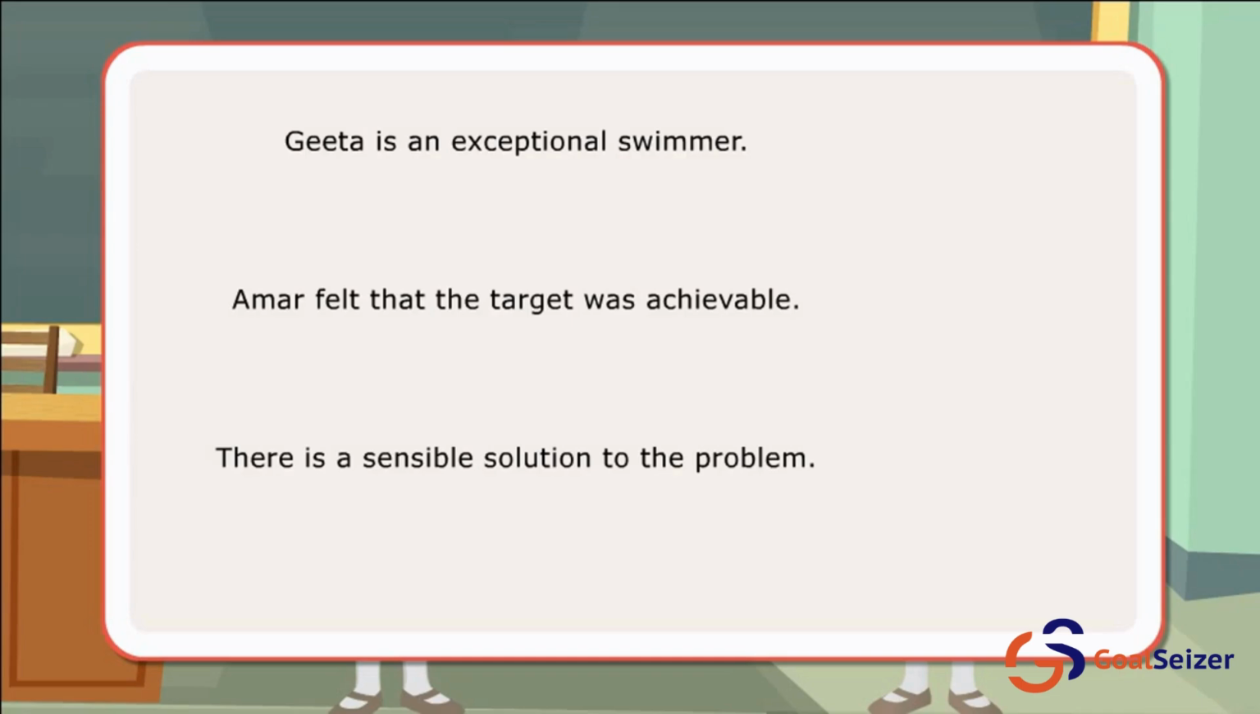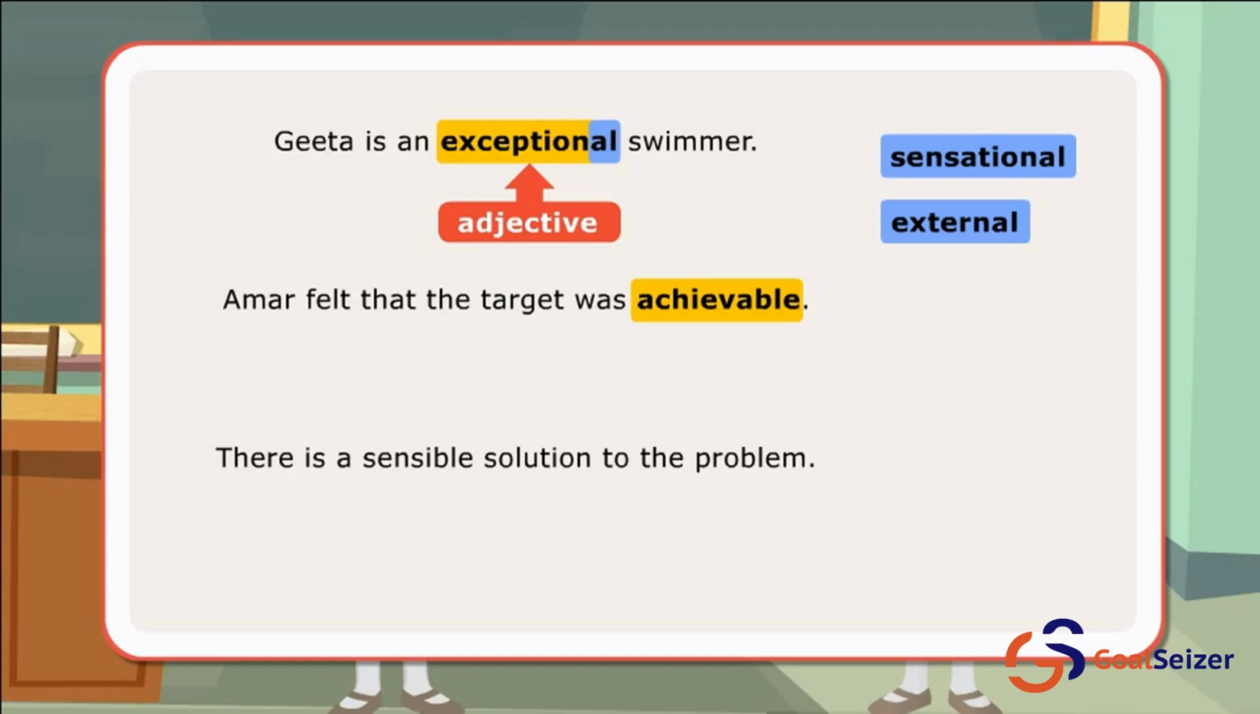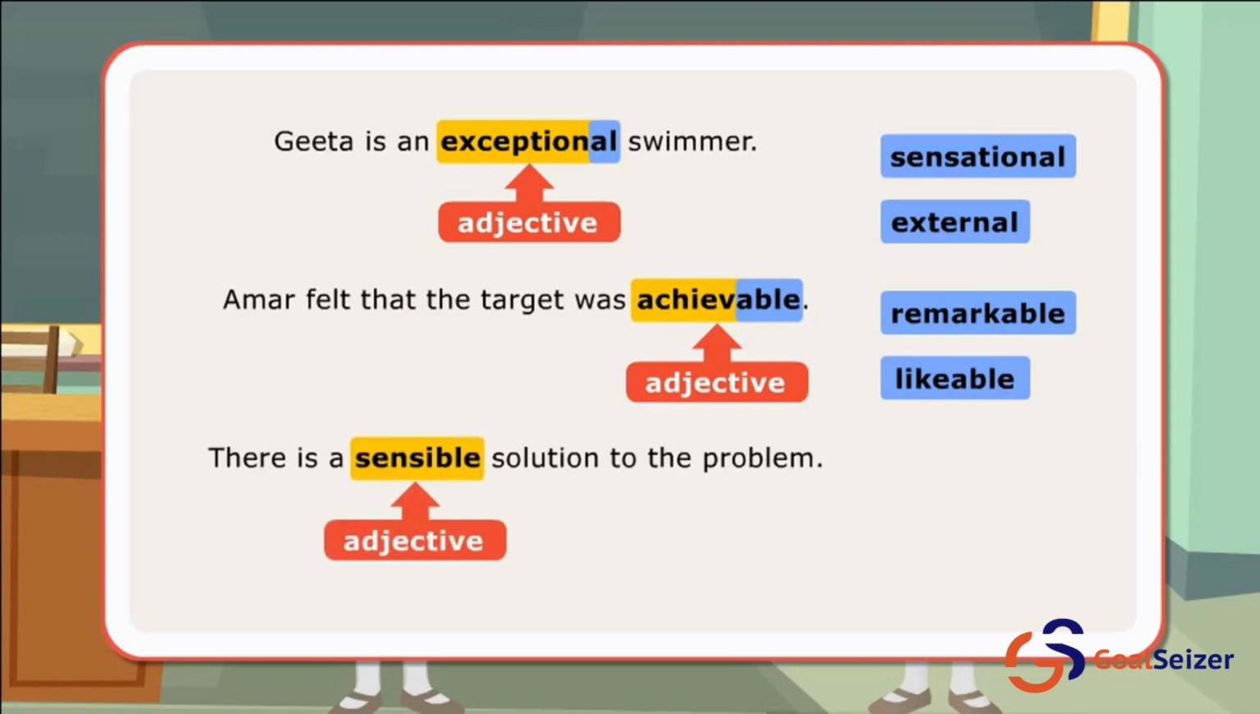In the first sentence, exceptional belongs to the group of adjectives ending with al, like sensational, external. In the next sentence, achievable belongs to the group of adjectives ending with able, like remarkable, likable. In the third sentence, sensible belongs to the group of adjectives ending with ible, like edible, gullible.